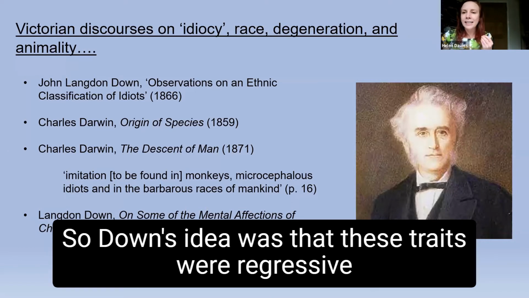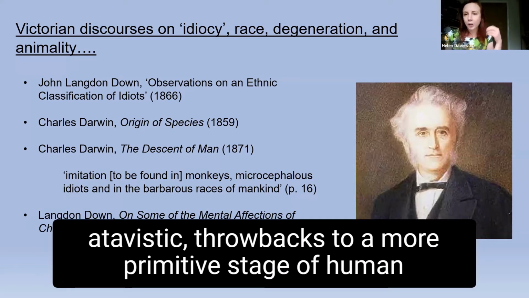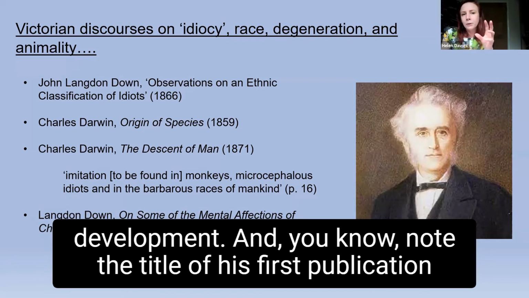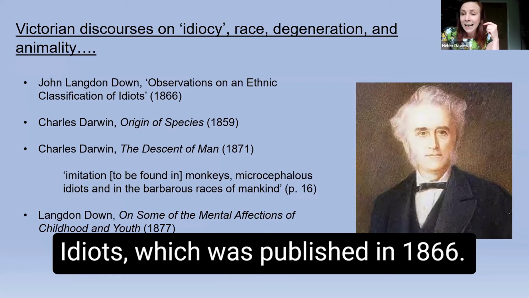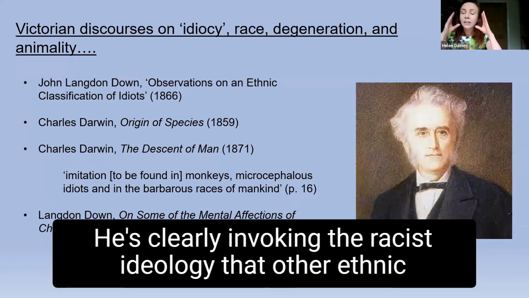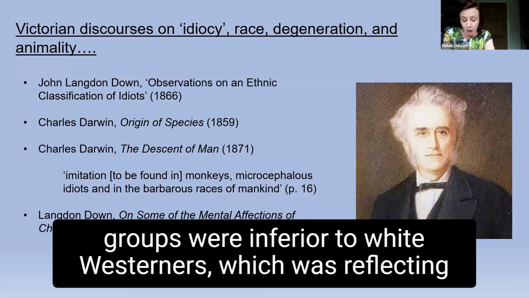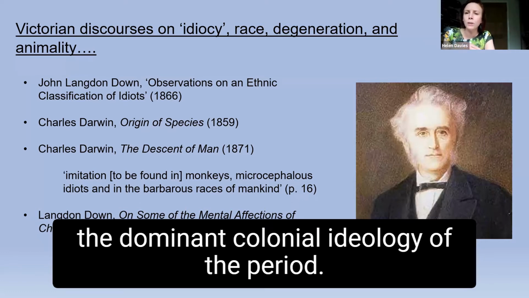So Down's idea was that these traits were regressive, atavistic throwbacks to a more primitive stage of human development. Note the title of his first publication on the topic, Observations on an Ethnic Classification of Idiots, which was published in 1866. He's clearly invoking the racist ideology that other ethnic groups were inferior to white Westerners, which was reflecting the dominant colonial ideology of the period.